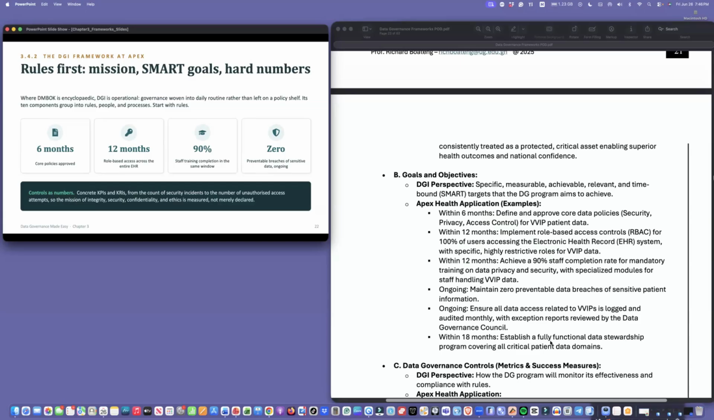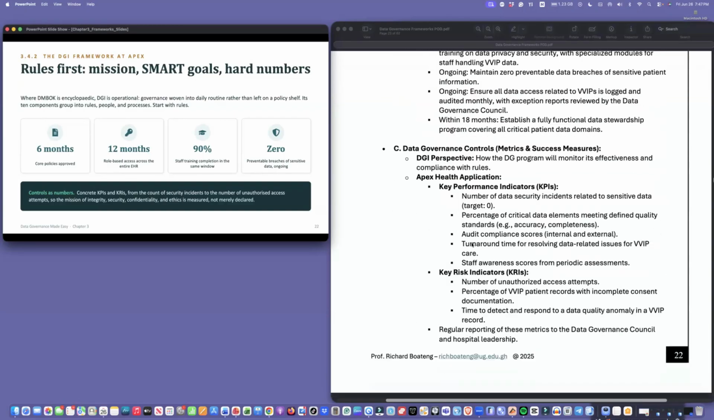Day one, we have to prevent it from happening. Like data breach, we can't negotiate it on any timeline. We don't want any data breach. So zero preventable data breaches, maintain it. We don't want to compromise on that one. So that's part of the rules. Then we are also thinking about what metrics we are going to achieve. How are we going to monitor this? So you establish the necessary KPIs and the necessary risk indicators, KRIs, for each of the goals we have set up.